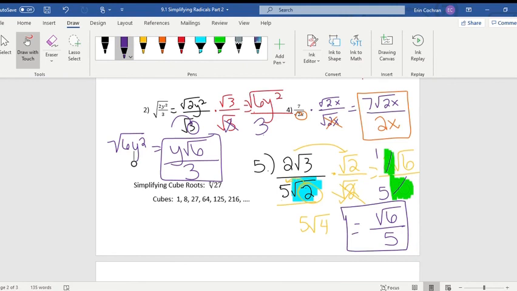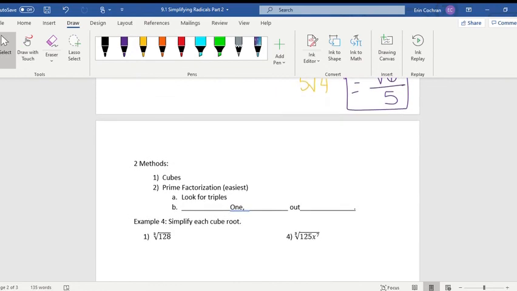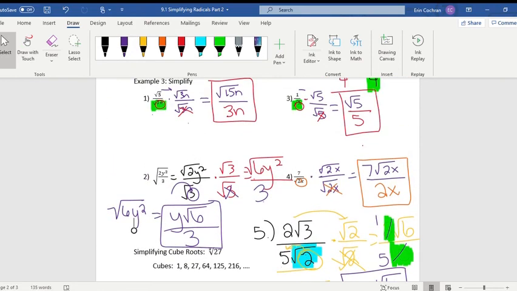Now I'm going to stop here and we'll do cube roots a little bit later. And if you have any questions with that, please let me know.